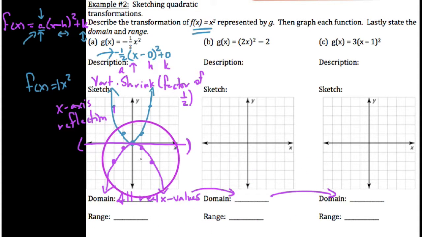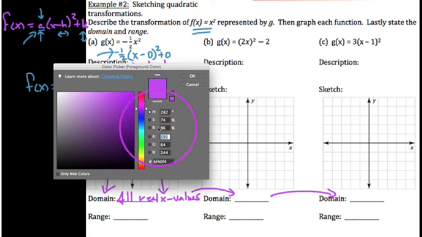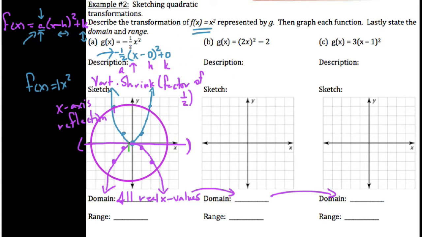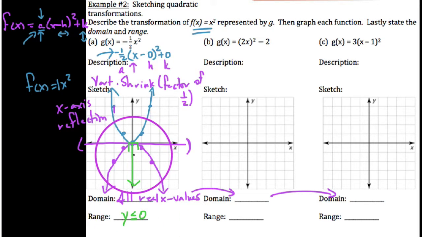As far as the range goes, though, maybe I can switch over to a brighter color here, green or something. I noticed that we only hit y values that are 0 or less on this function on the y-axis. So we would say the range of this function is all y values less than or equal to 0, and the reason why it's less than this time is because it opens downward.